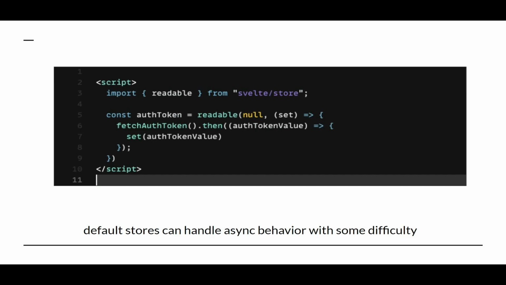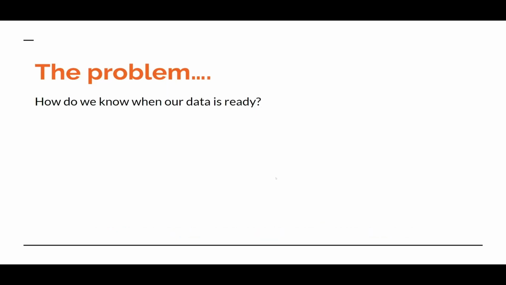The first time anything subscribes to this store, it will run the function we've passed as the second parameter, which will call our async function. When that completes, it will use the set callback to set the value of the store. We've got isolation here, and we've got lazy loading, so what's the problem? Well, this works well enough for a simple use case, but there are some drawbacks.